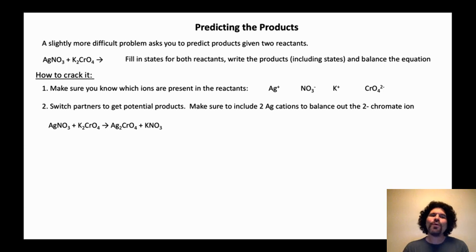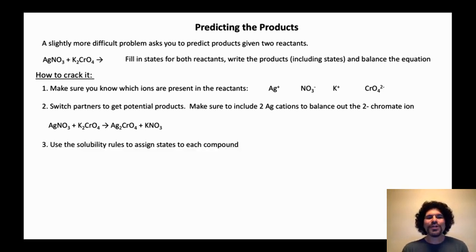Okay, so then what you want to do, since this is an exchange reaction, is you want to switch the partners to get potential products. So now we're going to pair up silver with chromate and potassium with nitrate, but you got to make sure that we include 2 silver cations because silver forms +1 ions in order to balance out that 2 minus chromate ion.